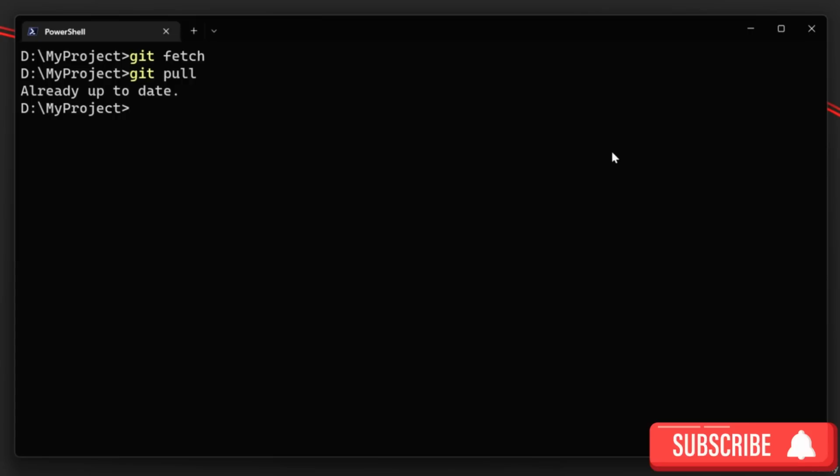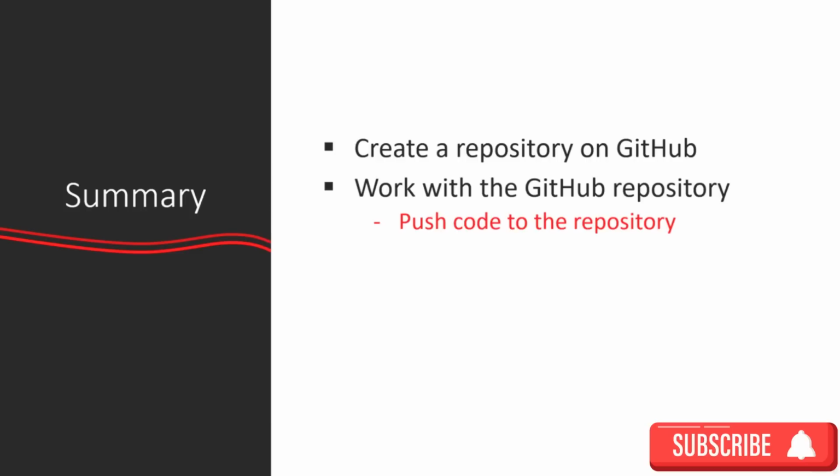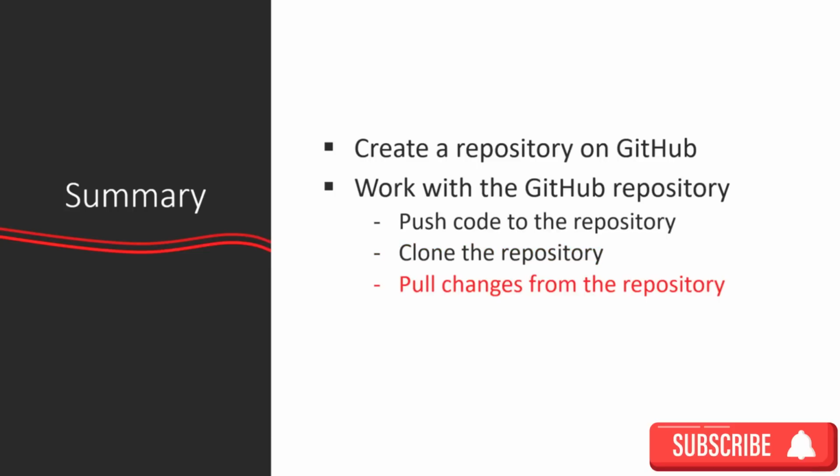Alright, now let's wrap up what you have learned in this lesson. You learned in this lesson how to create a remote repository on GitHub. After that, I showed you how to work with that GitHub repository. You learned how to push code from your local repository to the remote repository, how to clone the remote repository into a local repository, and how to pull changes from the remote repository into your local repository.